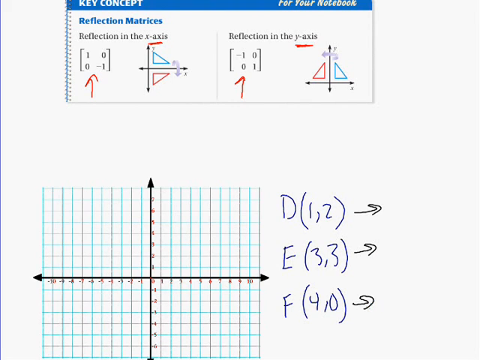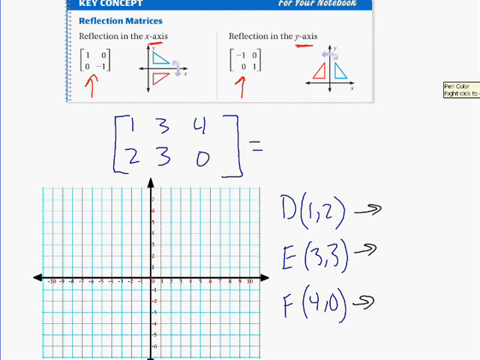So if I want to set up the matrix for all of these points, we know already that it's going to look like this. It's going to be x's here and the y's here. And so then we're going to have 3 and 3. And then we're going to have 4 and 0. Okay? But this is what I need to do. I need to multiply this by a matrix. So let's reflect over the y-axis.